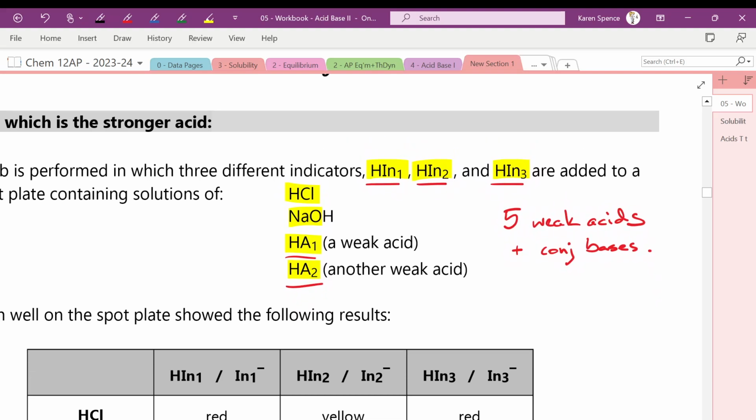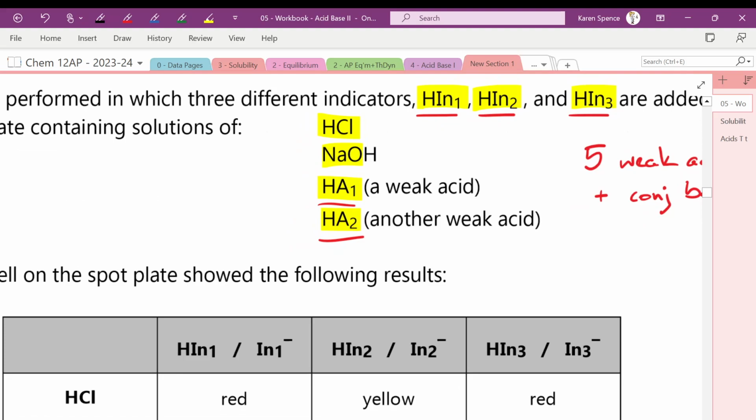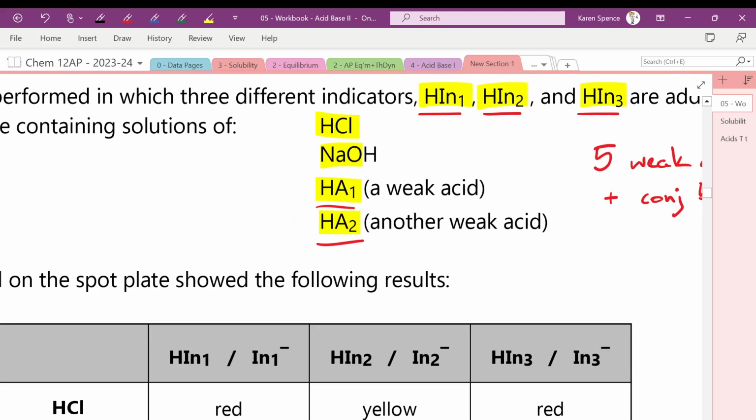And here's what happened. Here we have HCl, and it turned indicator 1 red. It turned indicator 2 yellow, and it turned indicator 3 red.